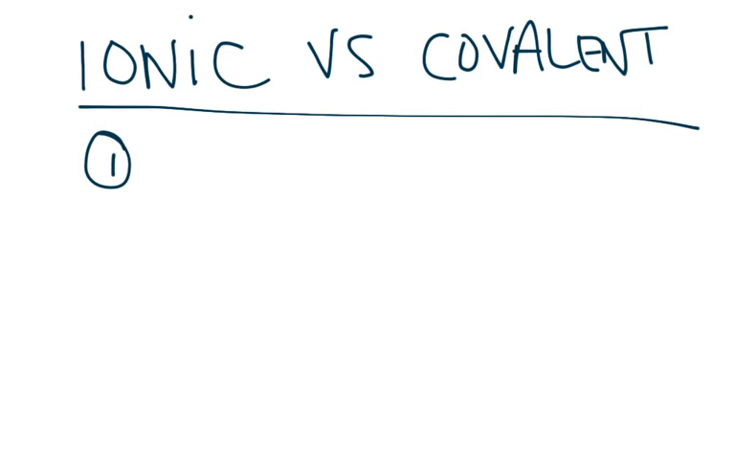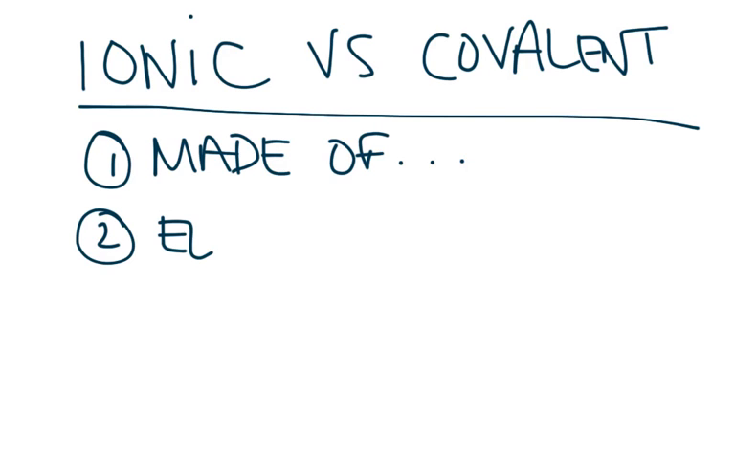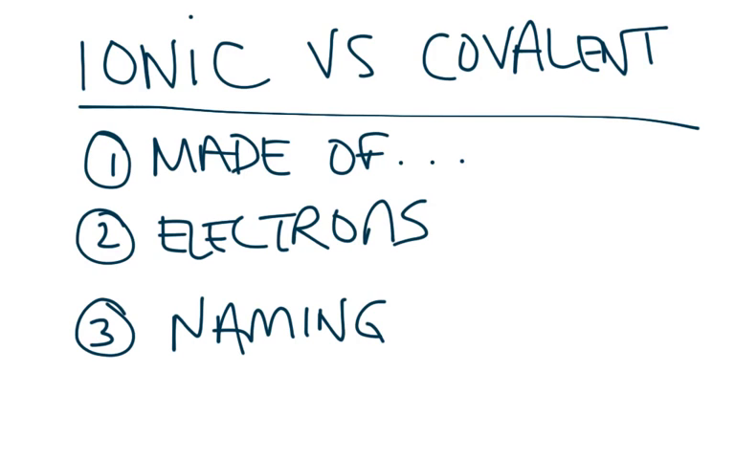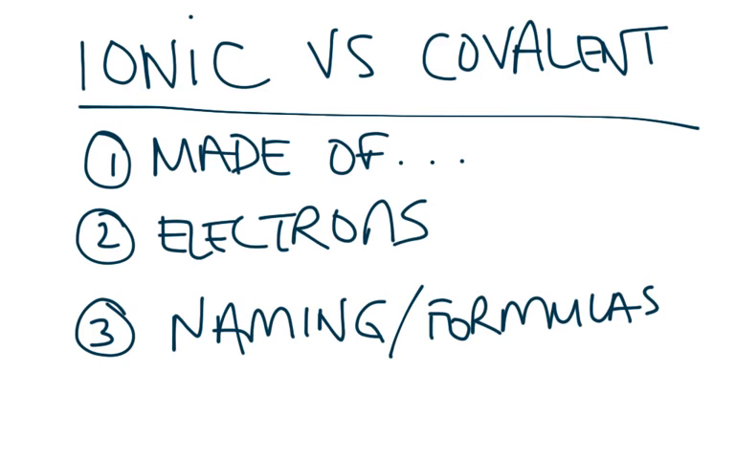One difference we want to talk about is what they're made of. Second difference we want to talk about is what happens to the electrons. Third, and probably the most important difference, is the naming and the formulas. That's going to be the one that you've got to really take some time and think through so that you don't get them confused and you don't get it messed up. So let's do this one thing at a time. Let's start with what are they made of?